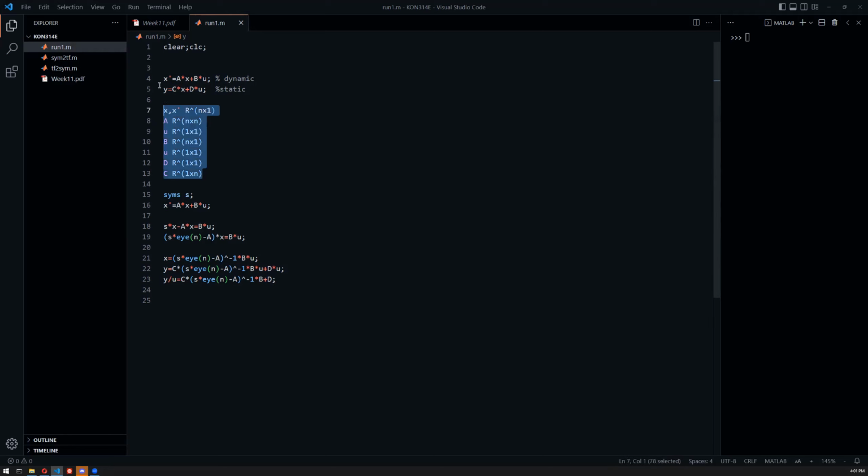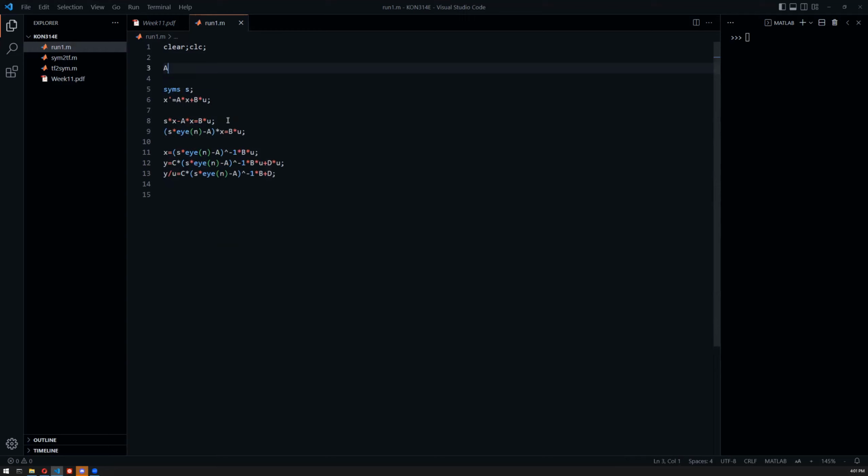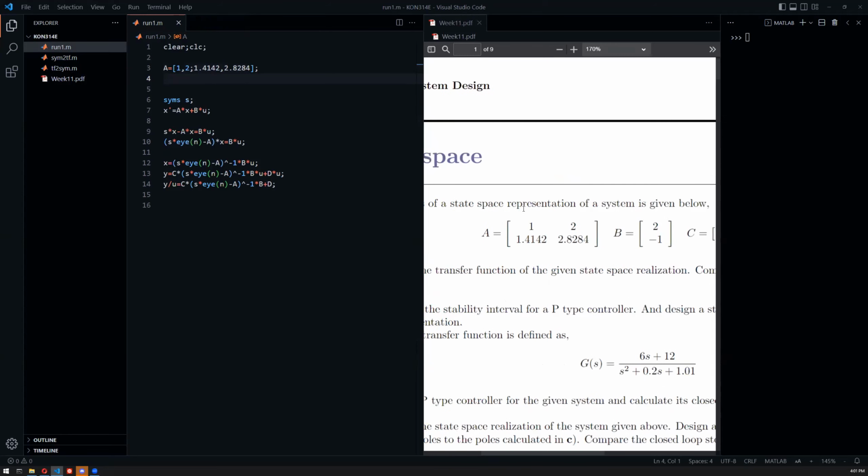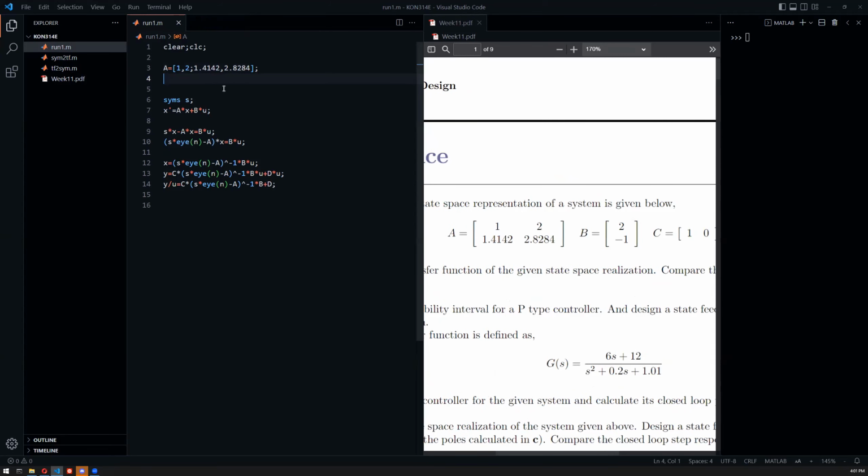So I'm going to do exactly what I said. Let's define A, which was what? Let me put this in here. So A is going to be 1, 2, and then 1.4142, 2.8284. And we have B, which is 2 and -1. And then C is 1, 0. And D was 0. So there we go.